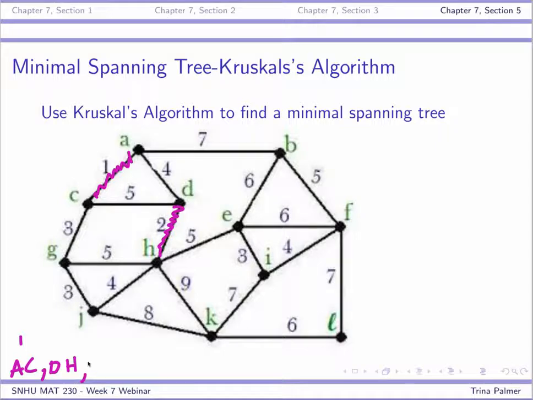And then I want the ones with 3. I tend to put little curly braces for the ones where the order doesn't matter. It matters that you choose AC first and DH second, but the next 3 can be in any order: CG, GJ, and EI, because they all have a weight of 3.